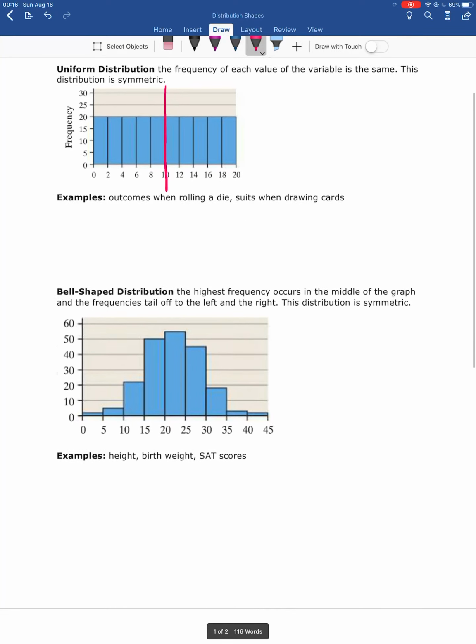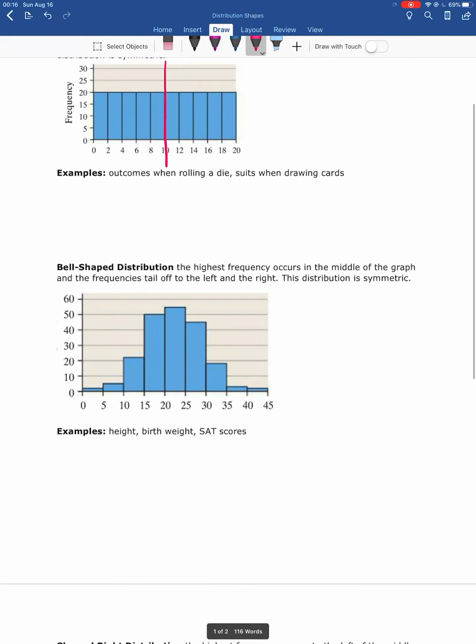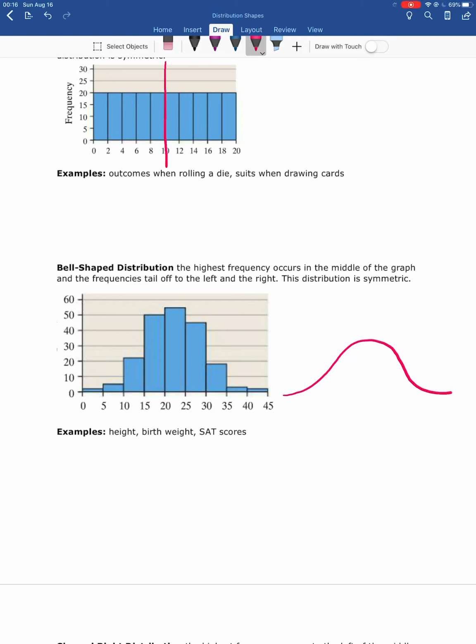Okay, so another type of distribution is the bell-shaped distribution. In the bell-shaped distribution, the highest frequency occurs in the middle of the graph, and the frequencies tail off from the left and the right. This distribution is also symmetric. So one of the things that we'll see if we're talking about a bell-shaped distribution is sometimes we won't have the histogram. Sometimes we'll say, oh, it's bell-shaped, so it looks like this.